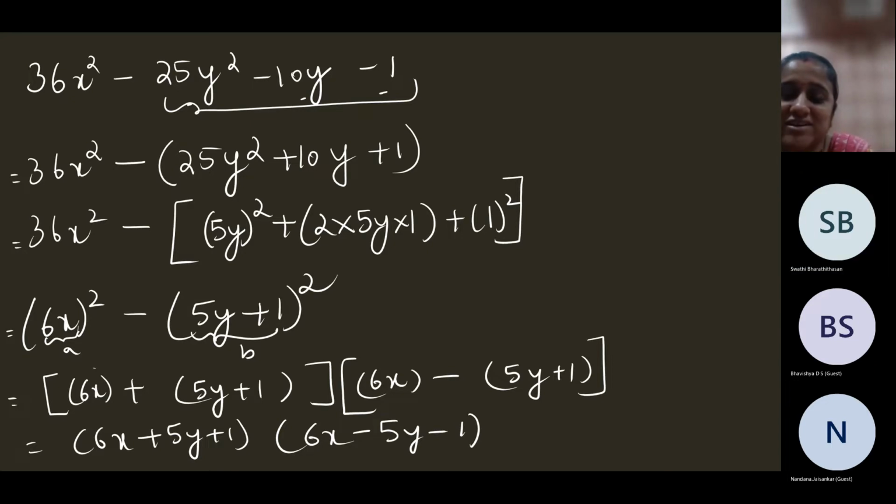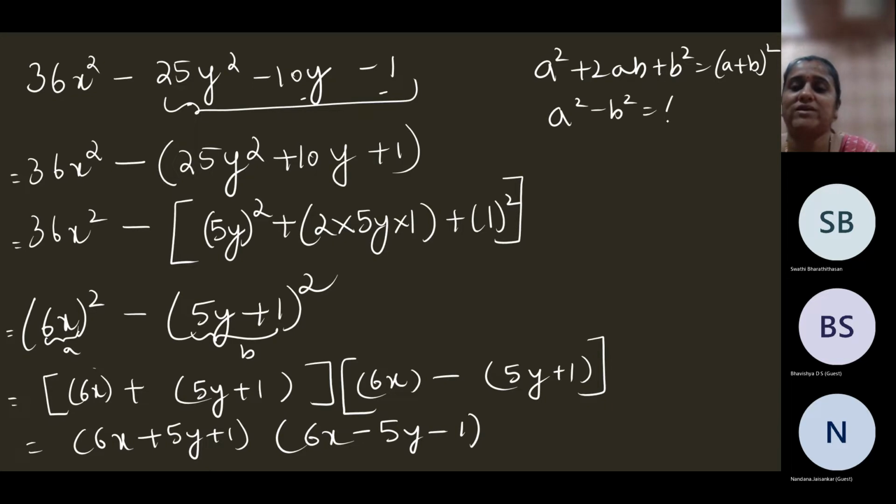Yeah, please write down, children. So we have used these two identities. A square plus 2ab plus b square is equal to a plus b the whole square. And the other identity is a square minus b square is a plus b into a minus b. I'm going to give you 2 more questions similar to this one.